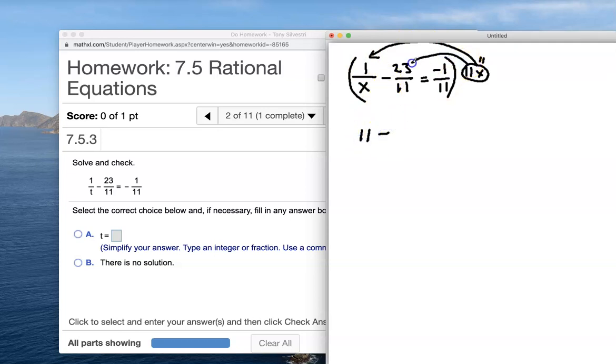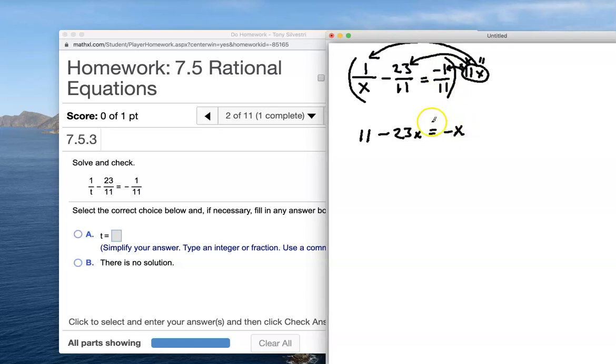Circle and point this thing. 11's cancel. What does that leave you with? x. So there's a little x here that hooks up with the 23, 23x. Bring down the equals. Circle and point this. 11's cancel. Leaves you with an x. x times minus 1 is negative x. There you go.